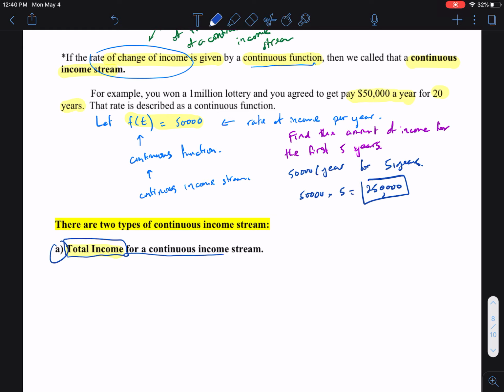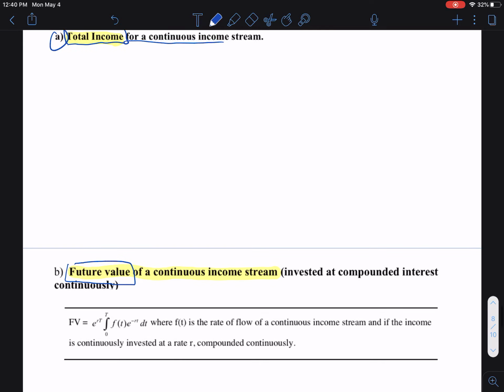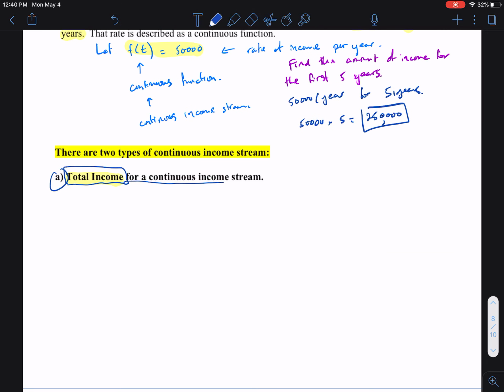At the end of each year, I'm continuing to deposit this 50,000. So over the 20-year span, it's not gonna be $1 million in the account, but more than $1 million, because we continue to invest it, and each year the total amount in the account gets bigger from the interest earned and also from the 50,000 being deposited. That second type we're gonna call the future value of a continuous income stream, and the formula is a little more complicated, but we'll get to that in a second. Let's look at just total income for a continuous income stream here.